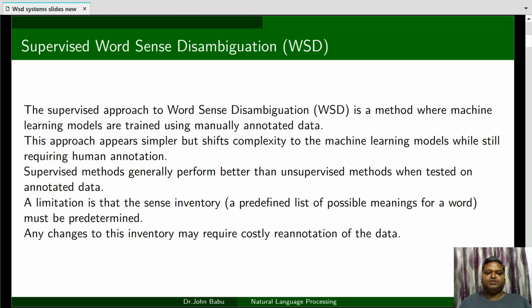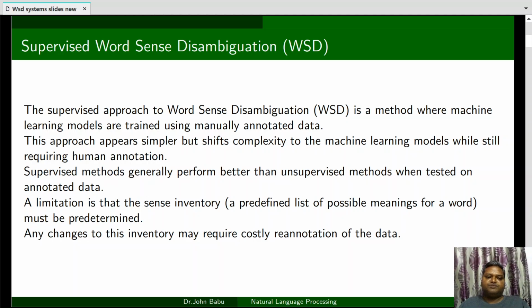For example, bank. If it is used in this context, it is financial bank. If it is this sentence, it is river bank. So this type of manual annotation should be available for supervised word sense disambiguation. So supervised word sense disambiguation is a machine learning process, but the only problem is it requires human annotated data, which is not available as ubiquitously as possible.